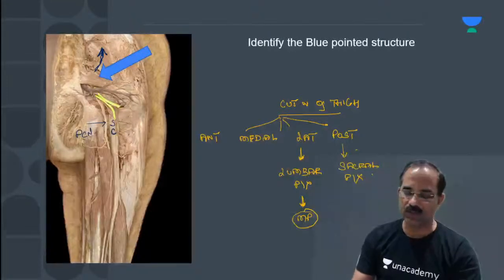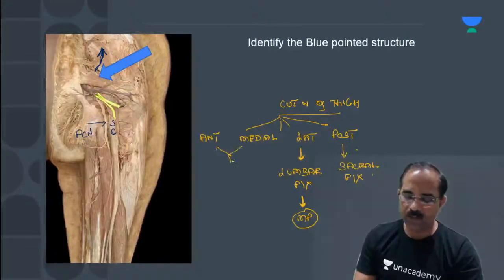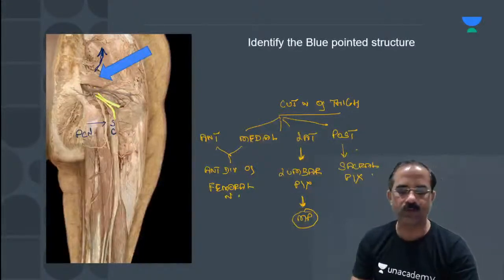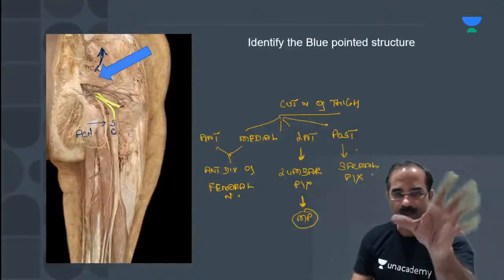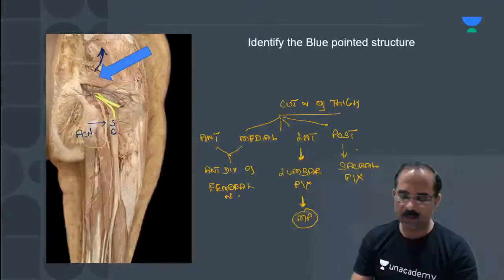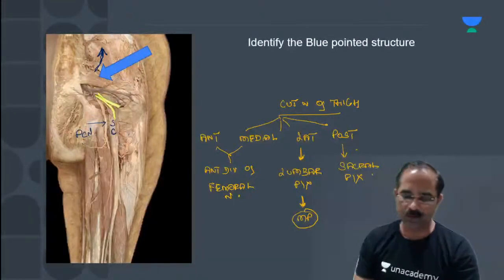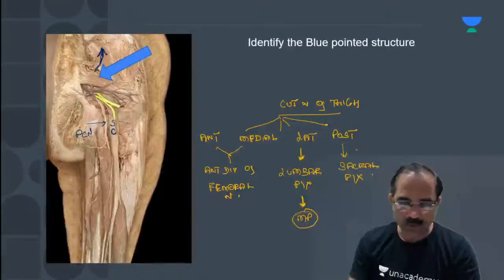That's meralgia paresthetica. The anterior and medial cutaneous nerves of thigh are branches of the anterior division of the femoral nerve. So just remember this. Perfect. Okay, I would like to tell you this also.